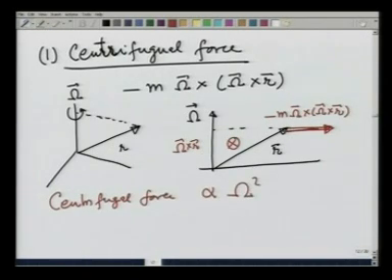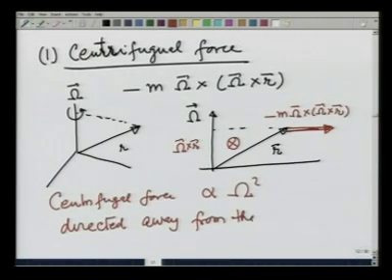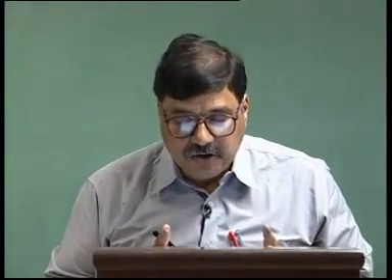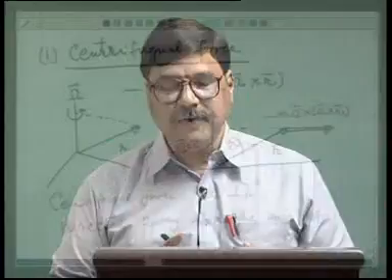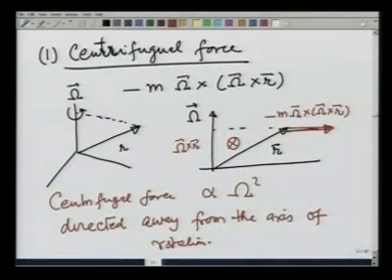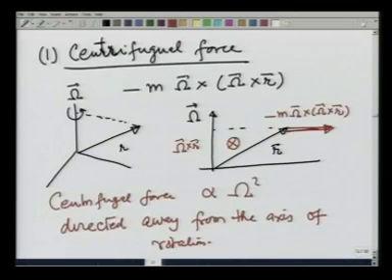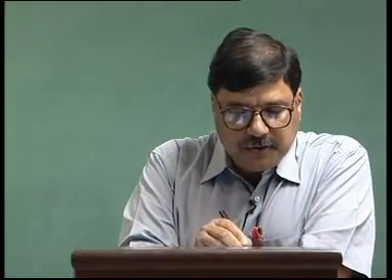You can see that the centrifugal force is proportional to omega squared and directed away from the axis of rotation. So, it will always tend to throw things away from the axis of rotation. I emphasize again, it is not a real force. We see this effect that things are being thrown away from the axis of the rotating frame because we are sitting in a rotating frame. So, if something is going in a straight line and I rotate, I will see it going away from the origin.